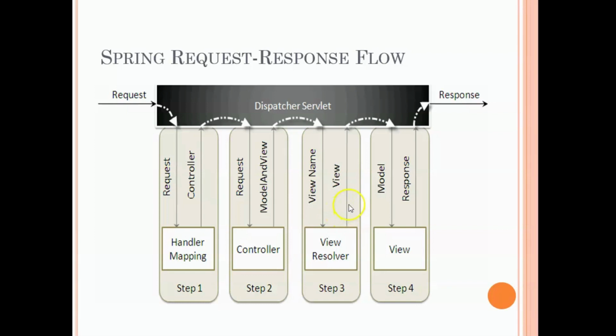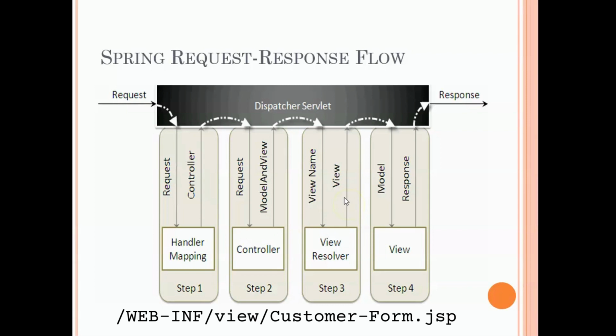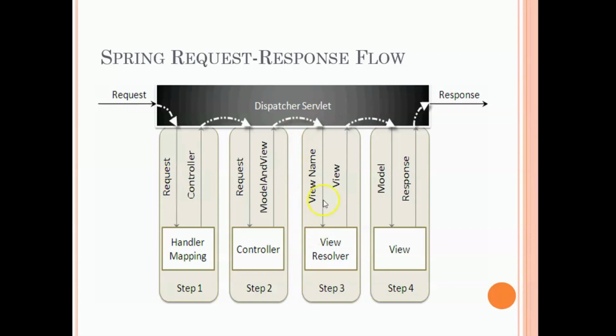It will also determine the location. For example, it can say that inside the WEB-INF folder, inside the view folder, so WEB-INF view, I want customer form.jsp. So that is what a view resolver does. It takes a view name, customer form, and based on that it determines which exact view page to call. Again, it is not necessary that it will always call a JSP page or an HTML page. It can call any sort of view. As I said earlier, it is flexible enough to support any sort of view. So it will determine which view page to call.